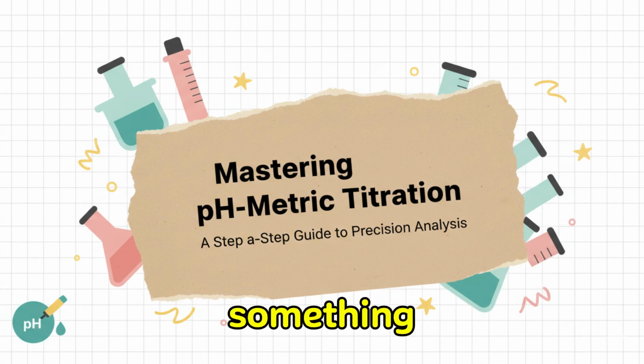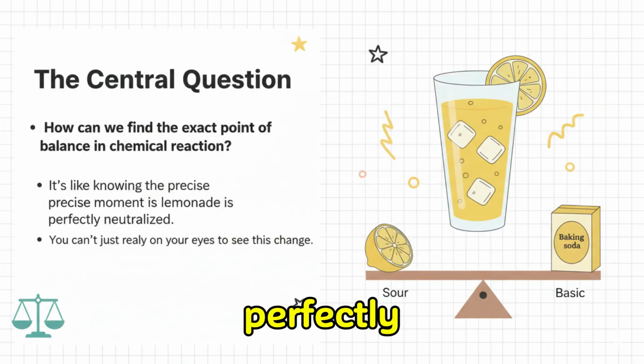How do you measure something you can't see? Imagine trying to find the exact moment a sour lemonade is perfectly neutralized. Not too sour, not too basic, but perfectly balanced. You can't just look at it.